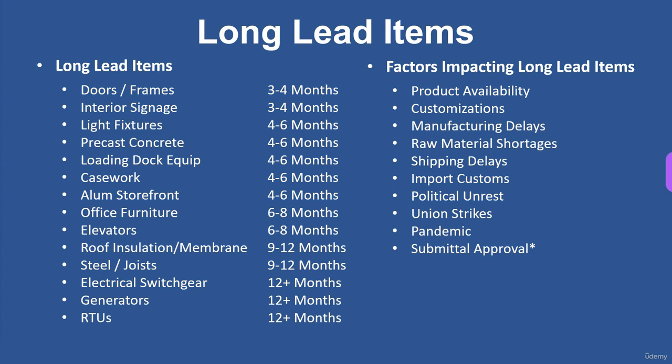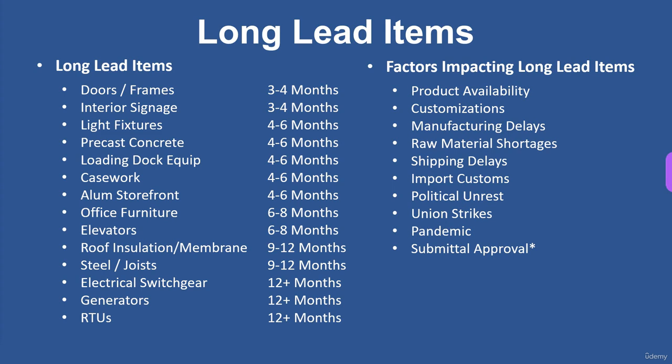So, doors and frames can take 3 to 4 months. That's from the day you release the purchase order, not the review process. So keep that in mind when you're going through all this stuff. That's not the day you submit the submittal. That's the day the contractor pulls the trigger on ordering them, so basically executes the purchase order. So doors and frames can take 3 to 4 months.